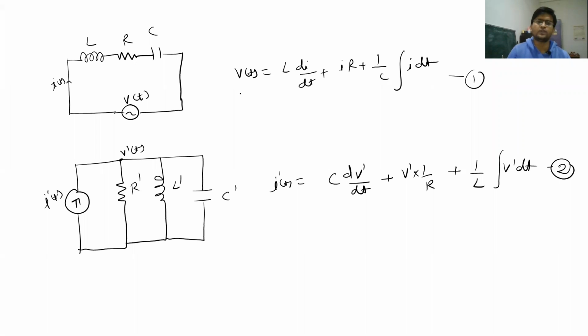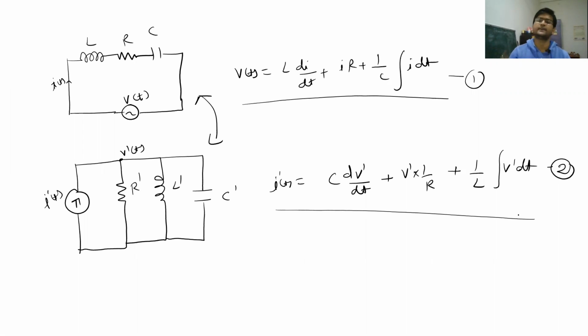So in these two circuits, you can see that the first one is a series combination of an RLC circuit supplied by a voltage source VT, and the second circuit is a parallel combination of R dash, L dash and C dash supplied by a current source IT. So these two circuits can be duals of each other if their two mathematical equations become exactly the same.